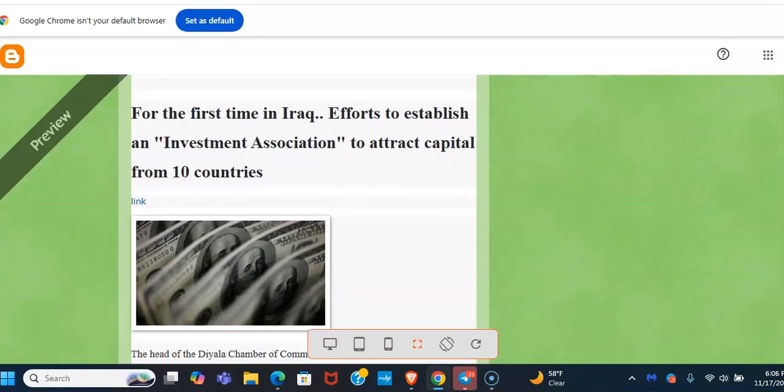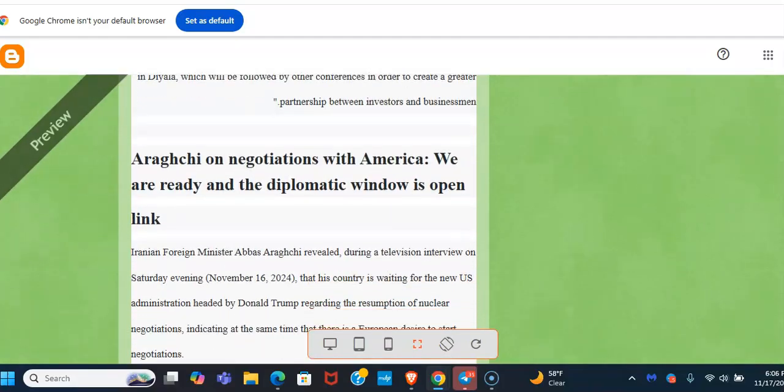Okay, here, for the first time in Iraq, efforts to establish an investment association to attract capital from 10 countries. So you can read that.